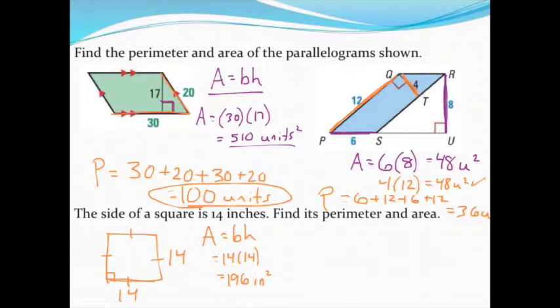And to find my perimeter, add up all 4 sides. Since they're all the same, rather than add 14 4 times, I'll just do 14 times 4 to get a perimeter of 56 inches.